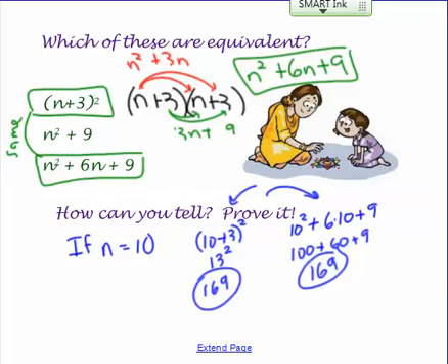All right, you have a quiz coming up next class, so make sure you review lessons 1.1, 1.2, and 1.3 for it. I'm adding in the commutative property. Make sure you know what that is, and I'll see you next class.